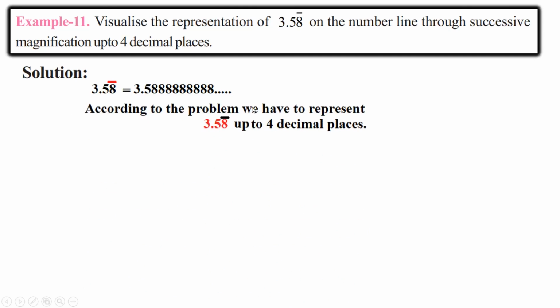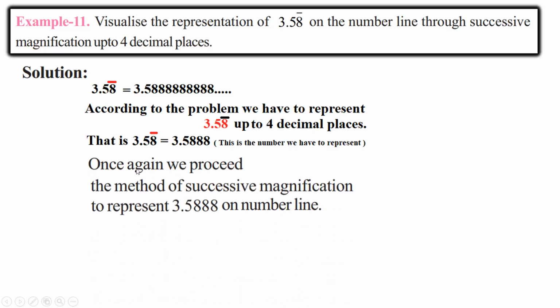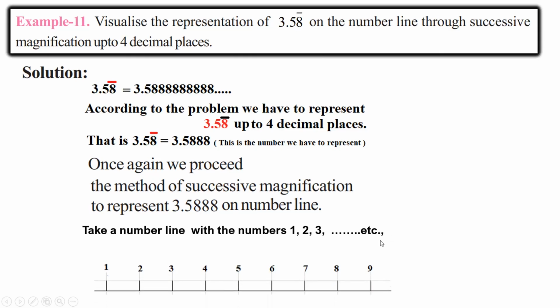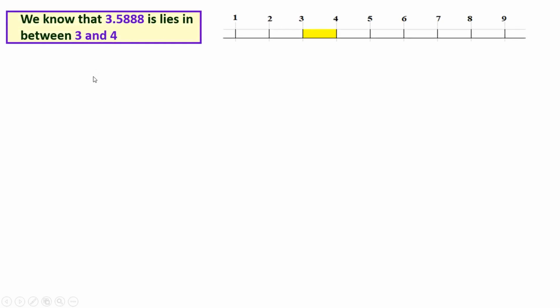According to the problem, we have to represent 3.58 bar up to 4 decimal places. That means it can be represented as 3.5888. This is the number we have to represent on the number line. Once again, we proceed with the method of successive magnification to represent 3.5888 on the number line. Take a number line with the numbers 1, 2, 3, etc. This is number line. We know that 3.5888 lies in between 3 and 4 in this region.